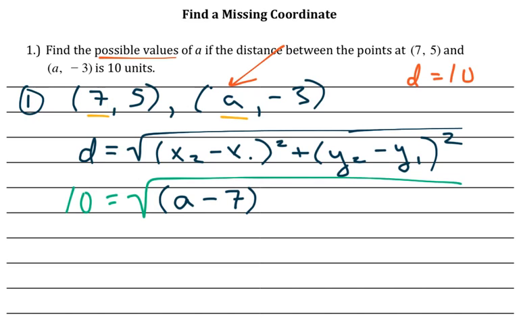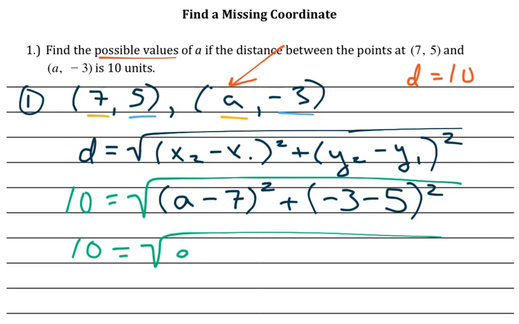You really want to make sure you keep minus there and make sure you don't make an error with minus and negative and things like that. My other one's negative 3 and 5, so I'll write negative 3 minus 5. And then I'll square that. So that now I have 10, and if you wanted to, you could square this now, but it's probably going to complicate it. So 10 is equal to the square root of a minus 7 squared.